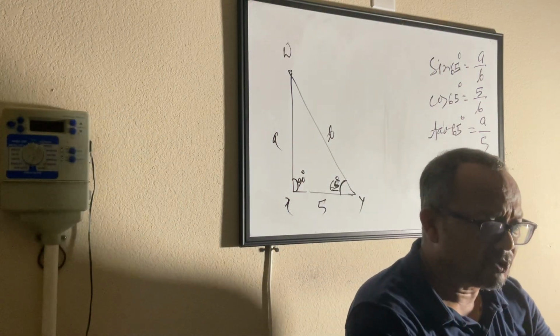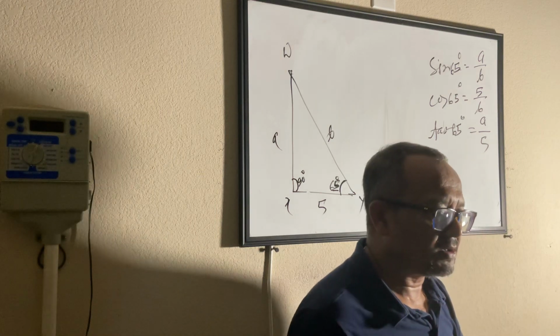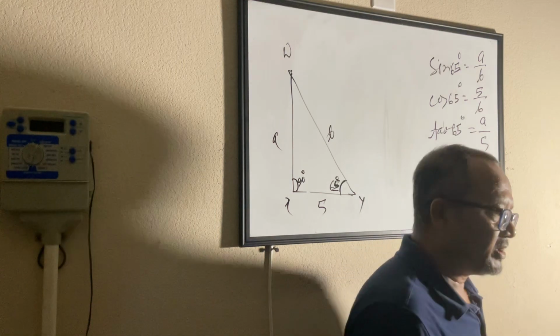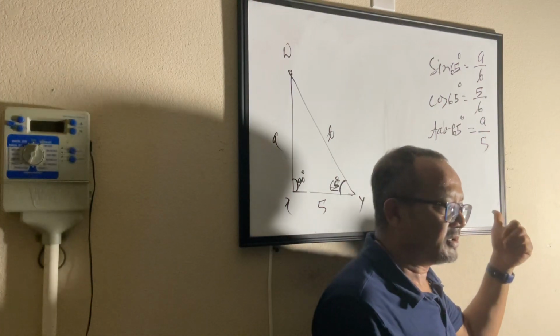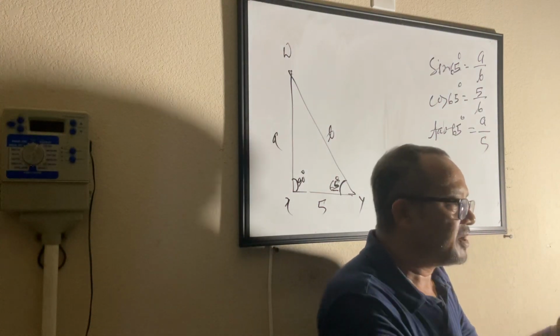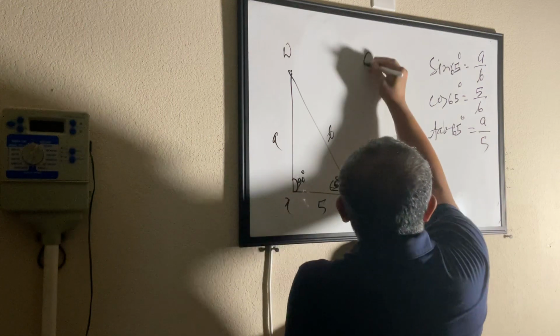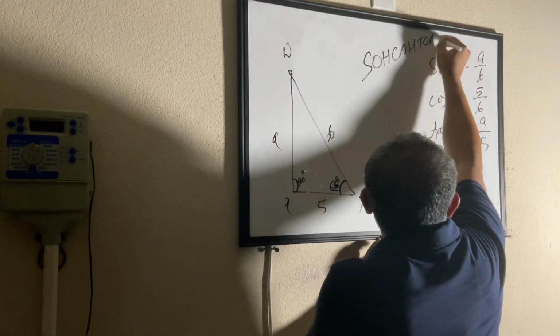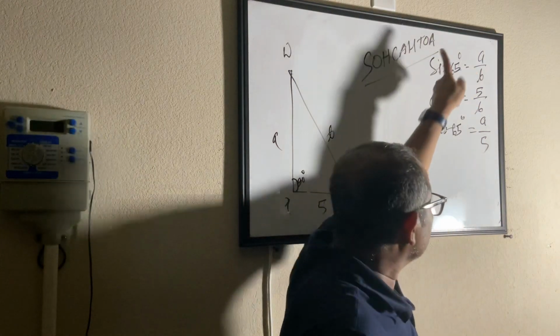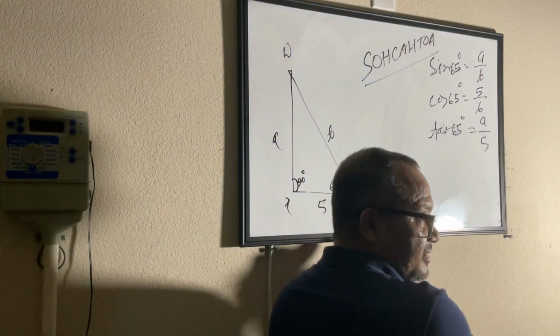Can you guys see the full board or are you seeing half of it? Full board? Okay. Hasvita, is this okay so far, beta? Yeah? Okay. So what I've done is I've just used this and related that with this triangle.